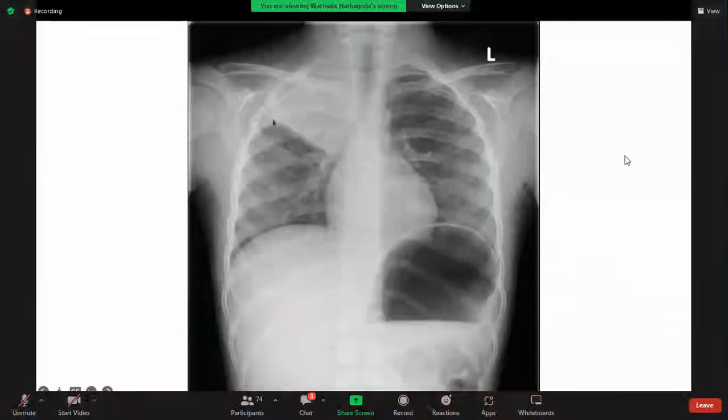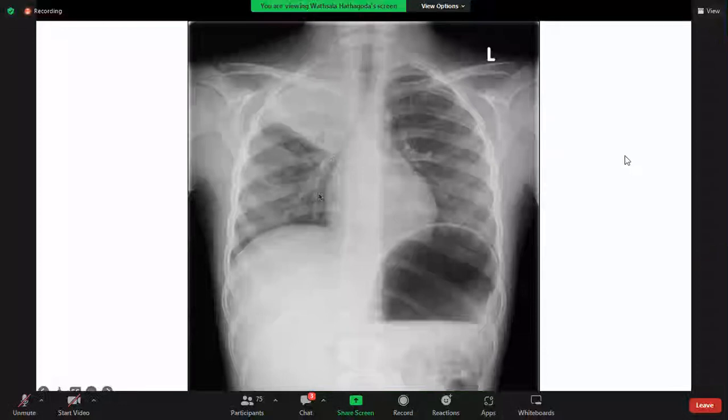Okay, what is this? What do you call this? That's a fissure. Yeah, this is a horizontal fissure. So what happened to that horizontal fissure? It has gone out. Yeah, it's gone out.